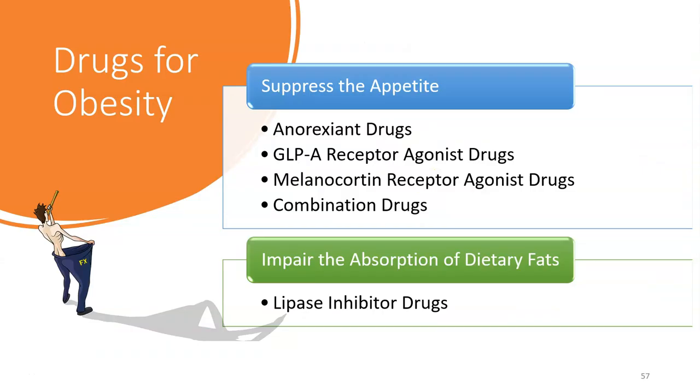The next group of drugs are drugs that we use for treating obesity. These are to help patients lose weight. So drugs will either work to suppress appetite or they're going to impair the absorption of dietary fats. The term anorexiant is a term that means a drug that will suppress the appetite or stop your hunger. And then we'll look at some of the other drugs that can do that as well.